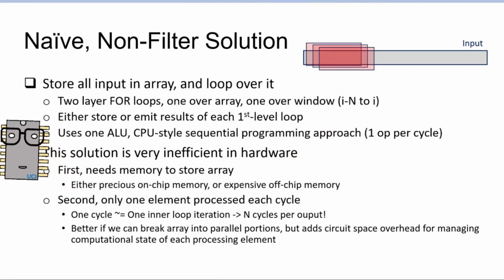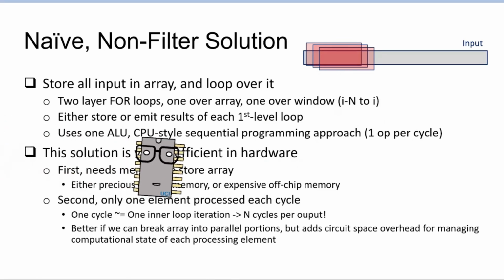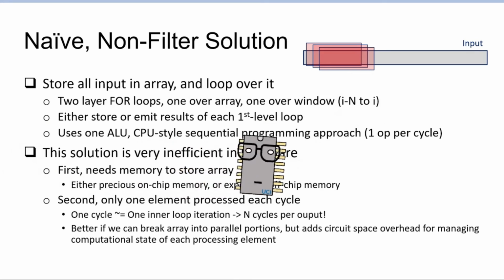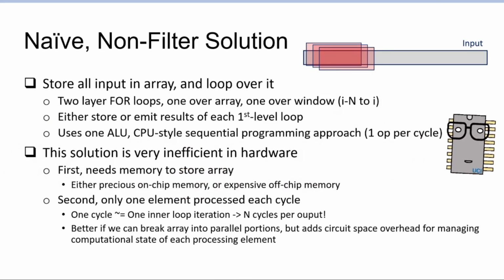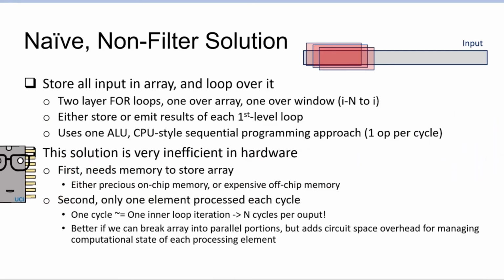We only need one ALU because we're processing at most one data element per cycle. So we use one ALU. If this is a CPU style sequential programming approach, one operation per cycle, and depending on your workload, this might be fine. However, this solution is still very inefficient in hardware.